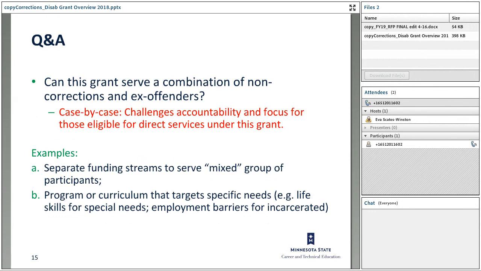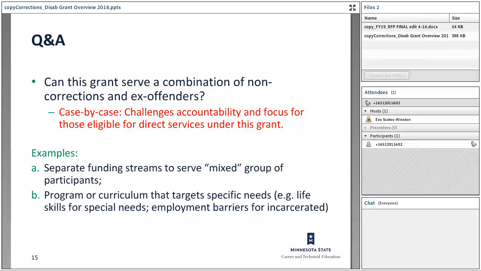A question that has come up many times is whether or not the entire population that you serve must be, say, ex-offenders. Clearly, there has to be some accountability and distinction between the funds being used for the population eligible under this particular grant and those within the general population. We'll say, what services are specifically for those who are in corrections or have disabilities?